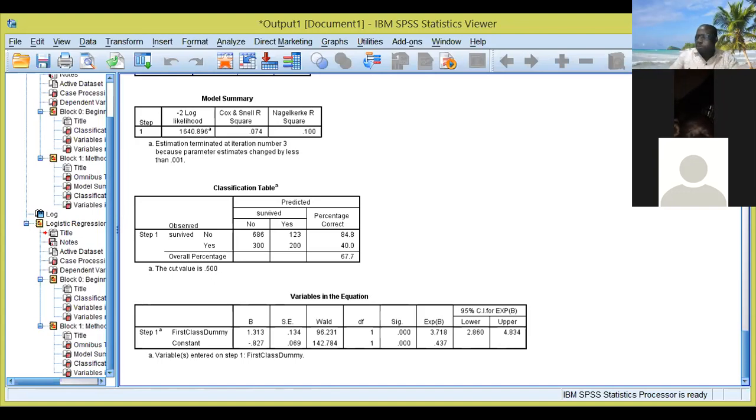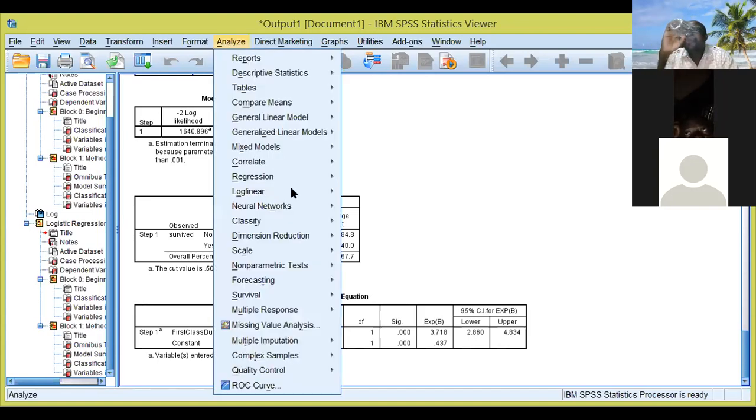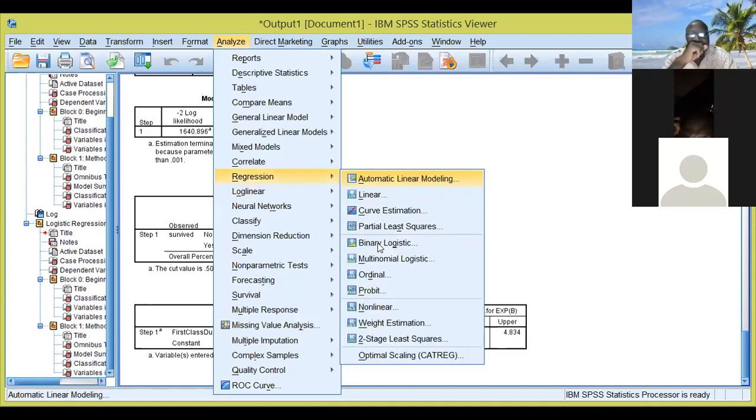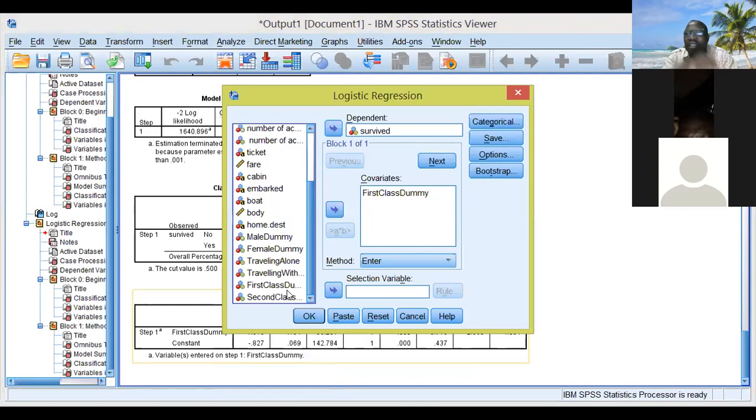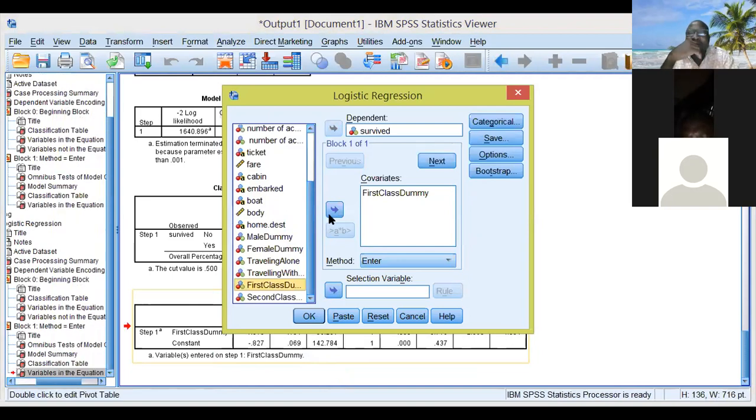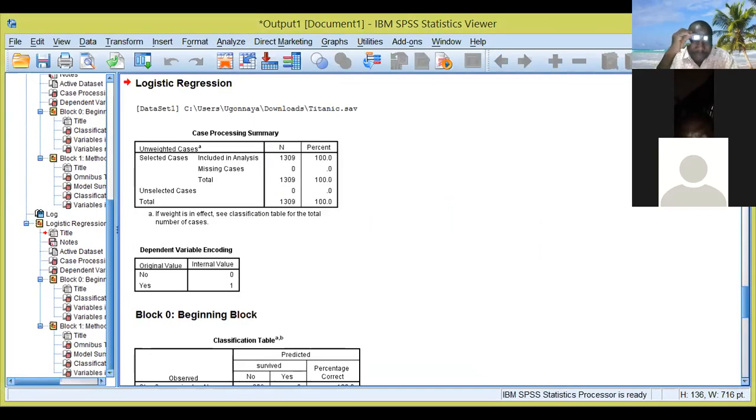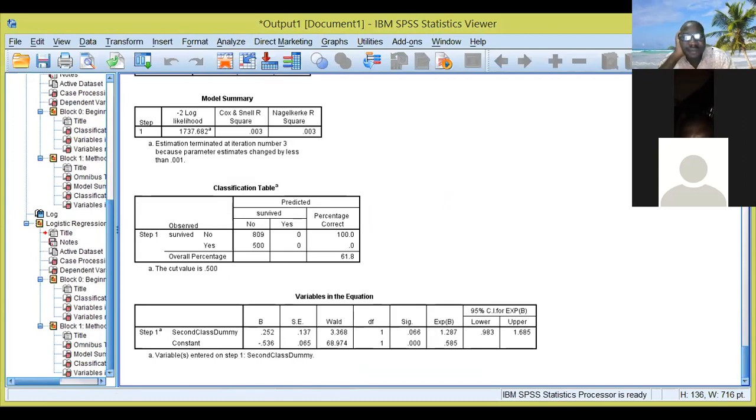Okay, sir. Okay. Interesting. Binary. Yeah. So remove first class and put second class there. Okay. Yes, go on. It's okay now. Okay, so slow down. Let's see. Get to the end. Can you see now? Yes, sir.